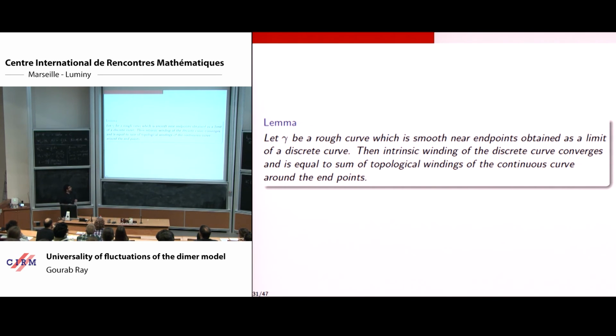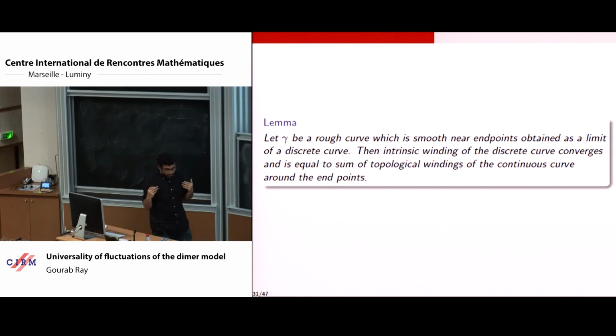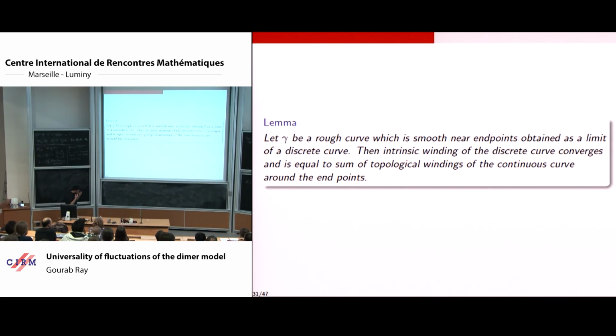then the intrinsic winding is equal to the sum of the topological winding, and the topological winding, if you take the limit, if it's smooth near the endpoints, and if the curve converges, then the topological winding does converge. Okay, that means that the intrinsic winding does converge here, in some sense. So we need to smoothen near the endpoints. That's what this lemma screams to us. Okay, so that's what we do.